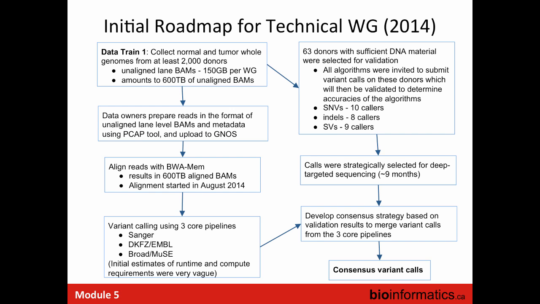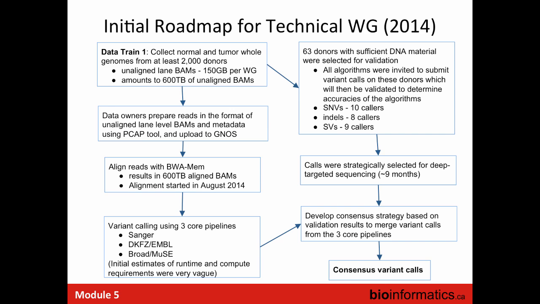So we started off doing alignment back in August 2014. It took us about 4 months to align the 2,000 donors. And then afterwards, we actually had a second train for people to submit more data because they did not make it into the first train, but they wanted to be part of it. And that's why we got another additional 800 donors.